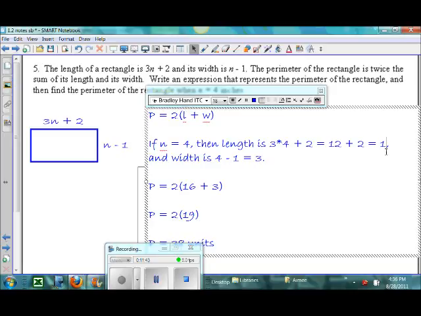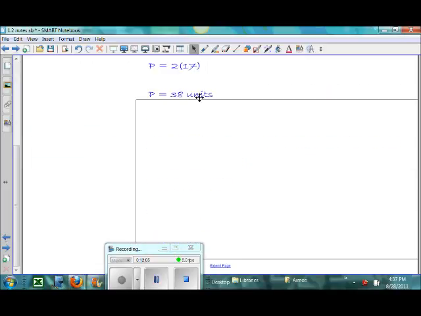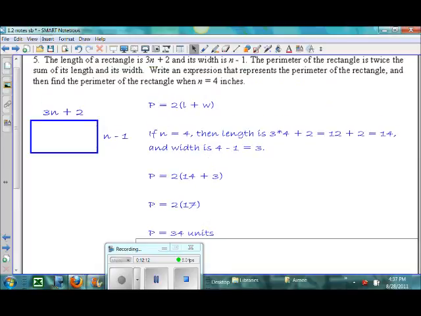And then we would have, our width would be 3, because 4 minus 1 is 3. Then following our order of operations and using our grouping symbols, we would need to do the addition first. And we would have our 2 times 17, and 2 times 17 lastly is our 34 units. So hopefully we got that all fixed now.